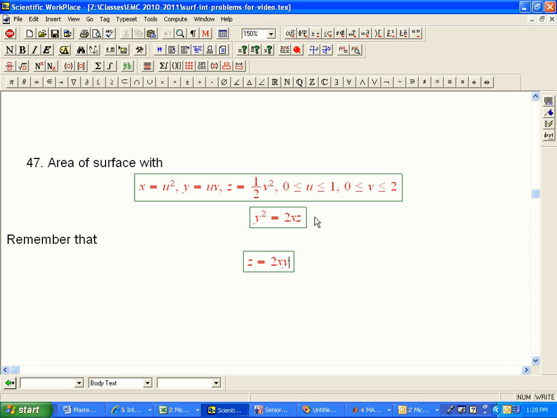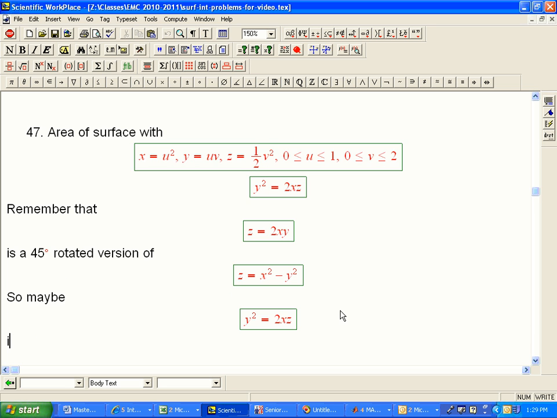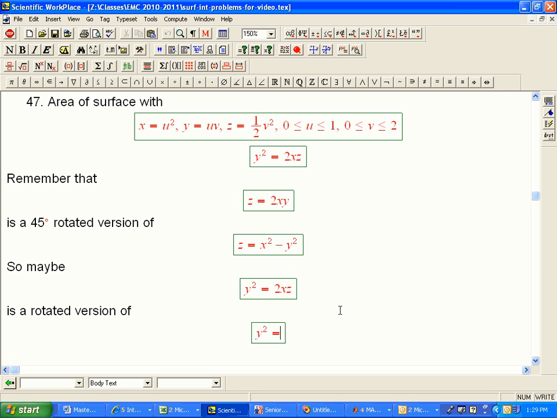Z equals 2xy is a 45-degree rotated version of z equals x squared minus y squared. Those were the two saddle surfaces. In fact, we even saw both of those examples above pretty much. So that suggests that maybe this is a rotated version of y squared equals x squared minus z squared.